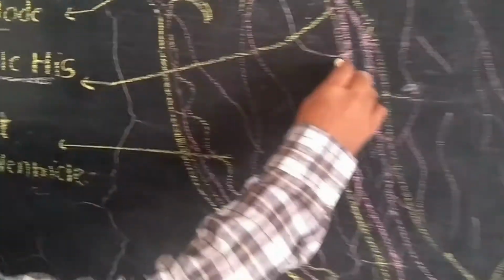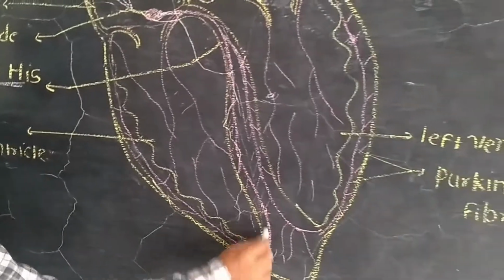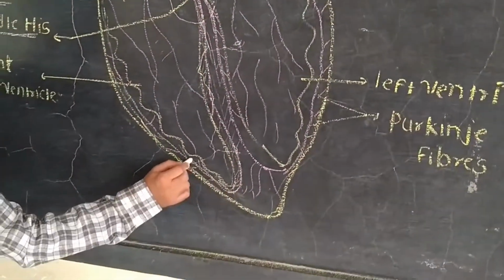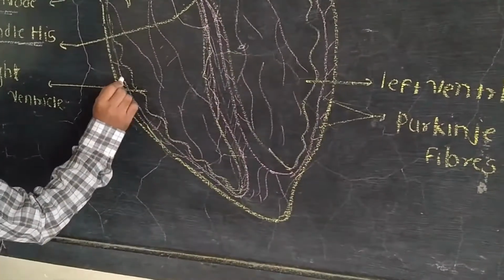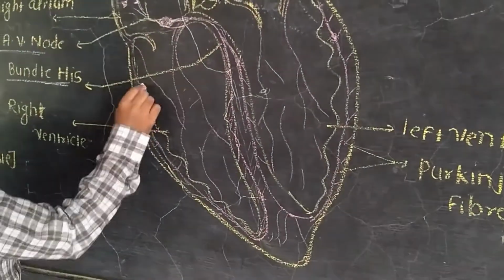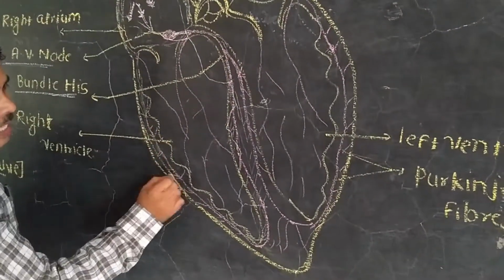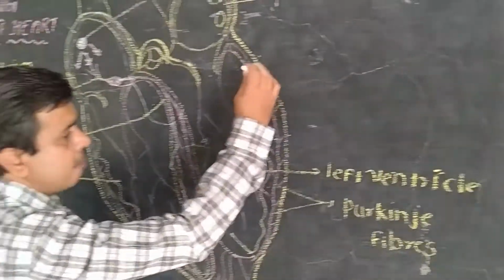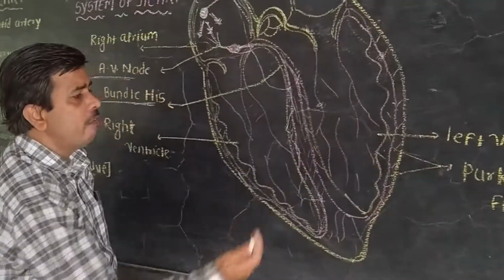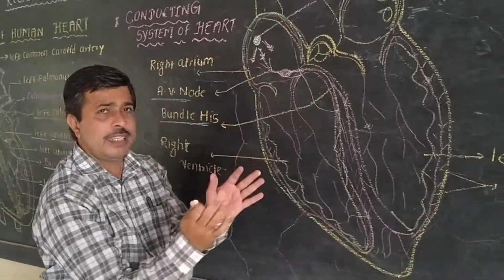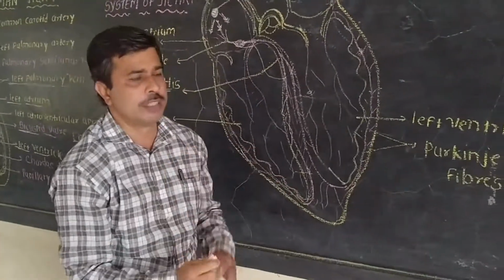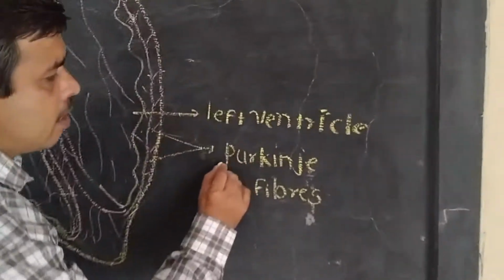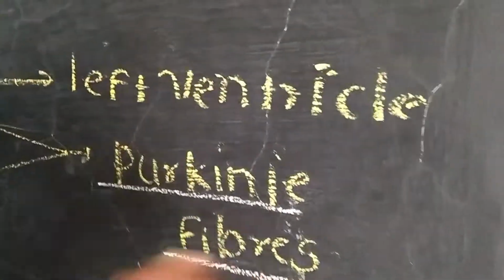Then these fibers again bifurcate into many branches, and they spread through the wall of the ventricles. Again they are bifurcated into many branches and spread to the wall of the ventricles, and there is a bunch of fibers. These are known as the Purkinje fibers.